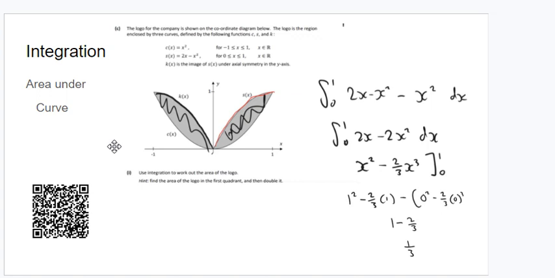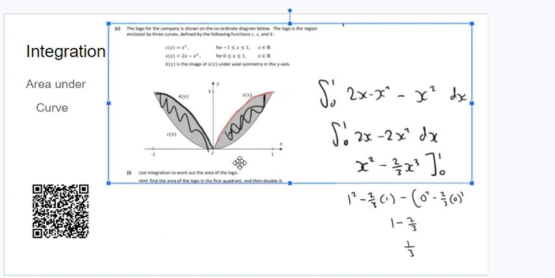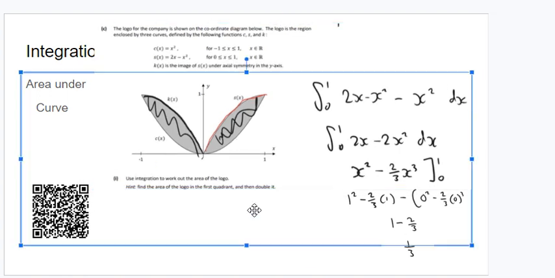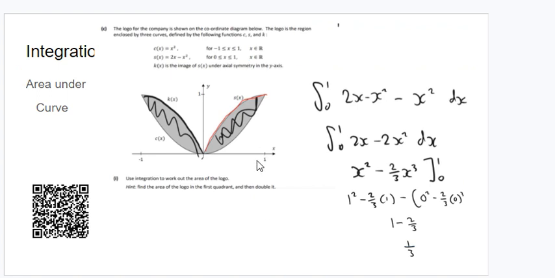Then integration under the curve. I'll go through where integration came up in a minute, but it looks a tricky question, but it might be hard enough to make out there. It gives us a hint here at the bottom. It says find the area of the logo in the first quadrant and then double it. We're integrating between 1 and 0 because the shape only goes to 1.